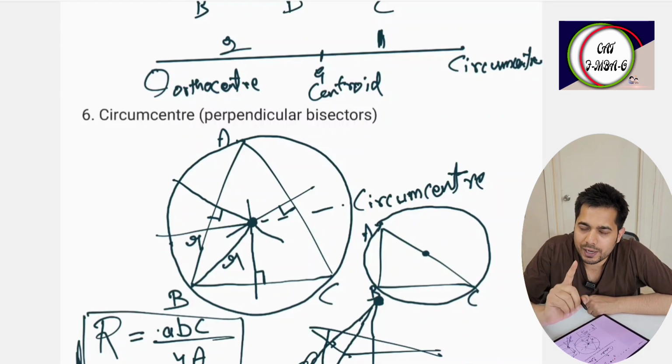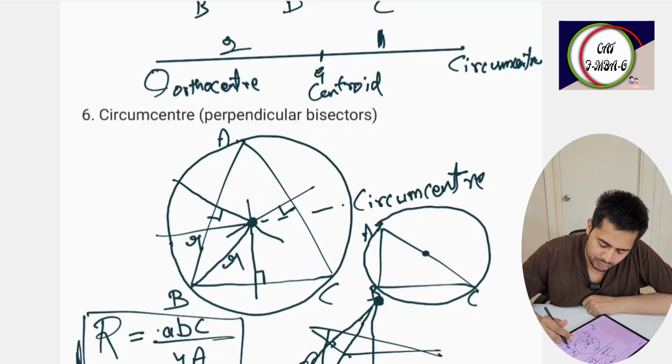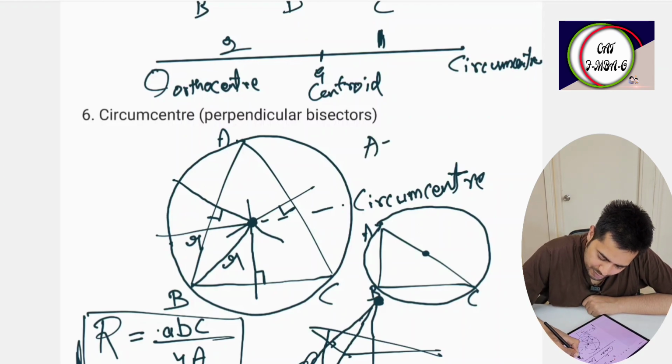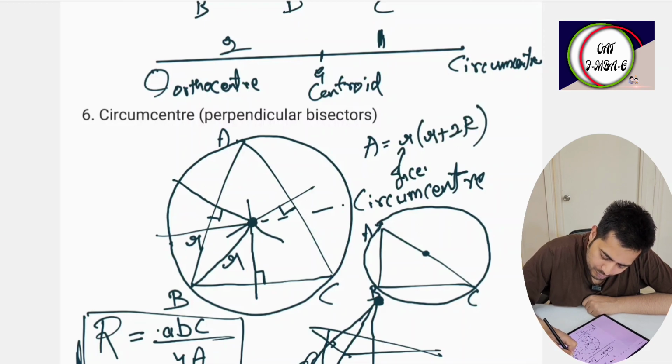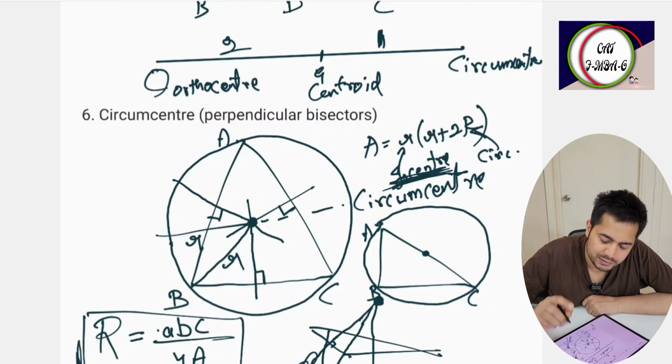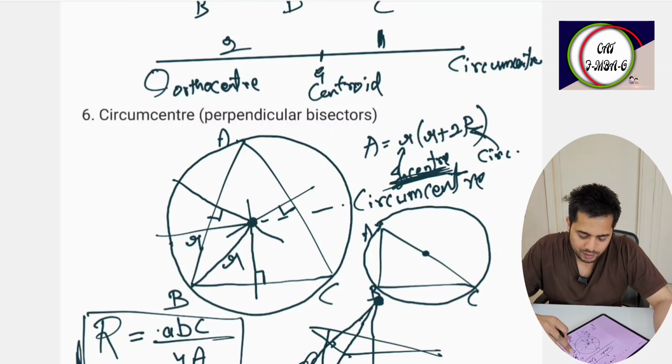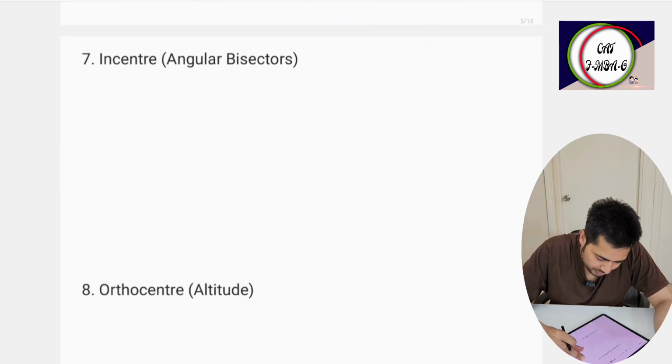In case of a right angle triangle, area is given as r into (r plus 2R), where r is the inradius and R is the circumradius. This is the inradius, sorry, not the incenter, the inradius. Okay, so let's see the incenter.